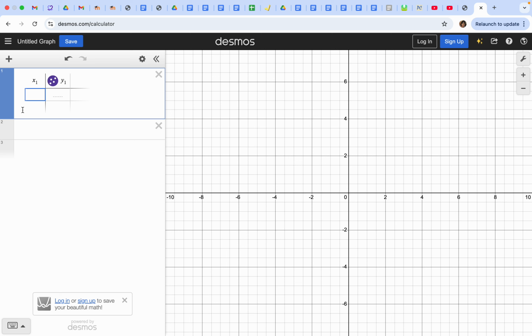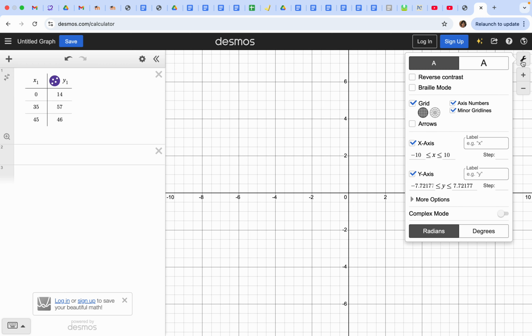In the question they're using t, but we know that the inputs are x values. So we have 0, 35, and 45. And then we have 14, 57, and 46. And if we go back and look, we can change this so we can see these values. The little wrench up here changes it. So we can see x goes all the way up to 45.